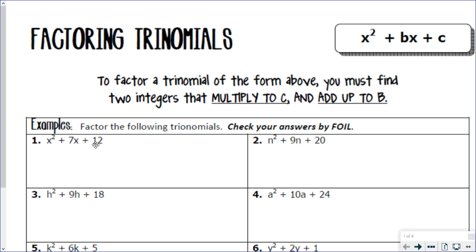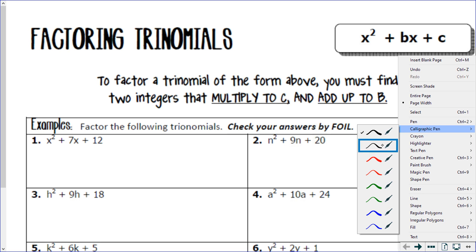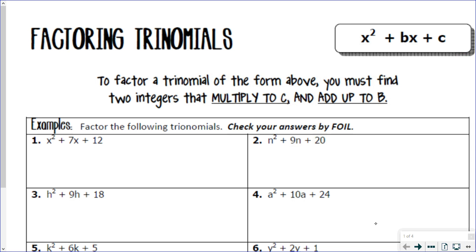So in this first one, we're looking for two numbers that multiply to make 12, and when we add them, they add up to 7. One second, let me get my pen set up here. Hopefully you figured out that that's 4 and 3. So 4 times 3 equals 12, and 4 plus 3 equals 7.